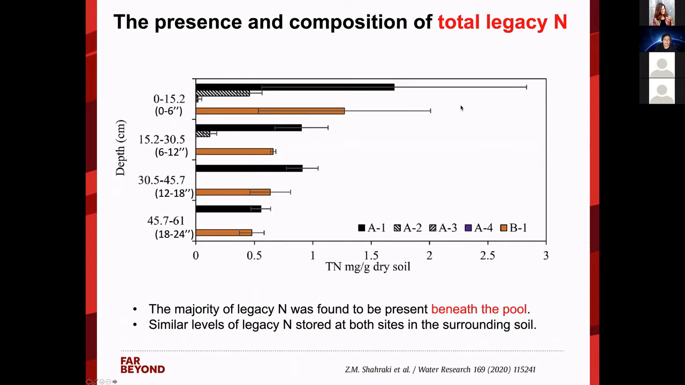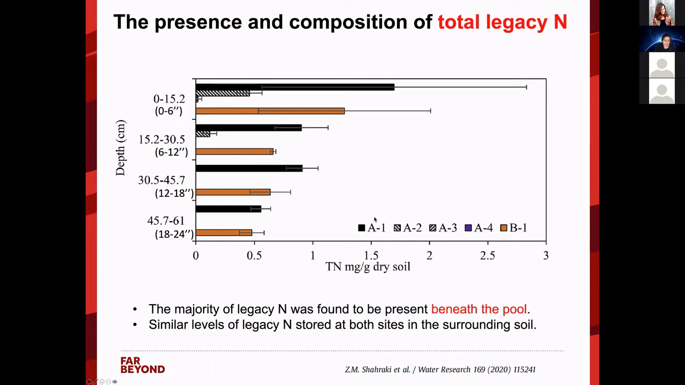Okay, so now let's take a look at the presence and composition of the total leachate nitrogen in all the soil samples we collected. In this figure, the x-axis is the total nitrogen per gram of dry soil, and the y-axis is the sampling depth, from 0 to 6 inches to 18 to 24 inches. We can find the highest total leachate nitrogen level was observed in the first 6 inches beneath the pool. As the sampling depth increased, the leachate nitrogen level decreased.